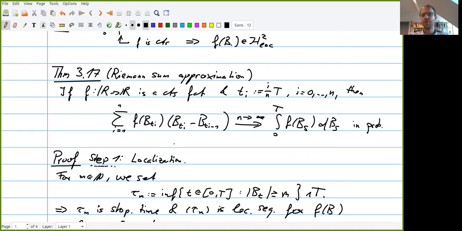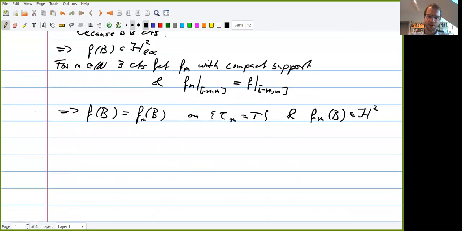To prove the theorem, we wanted to reduce it from the class H2 log to the class H2. And now we want to go over to simple functions, so the class H2 0. This is the second step. So let us fix n in N.